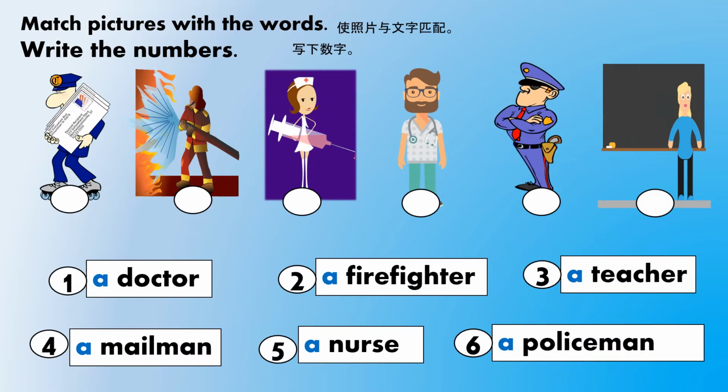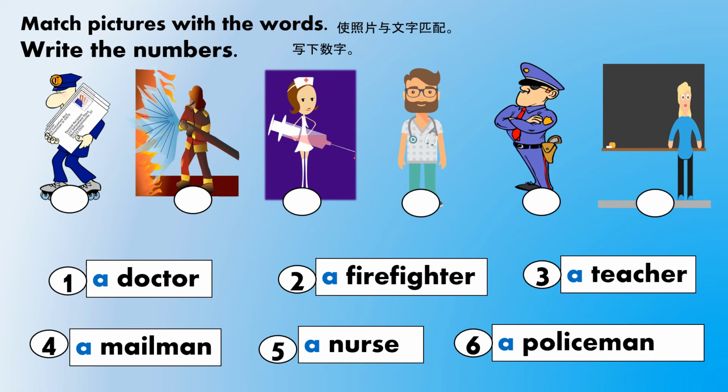Match pictures with the words. Write the numbers. So let's look at the answers first. We have 1, a doctor. 2, a firefighter. 3, a teacher. 4, a mailman. 5, a nurse. 6, a policeman.